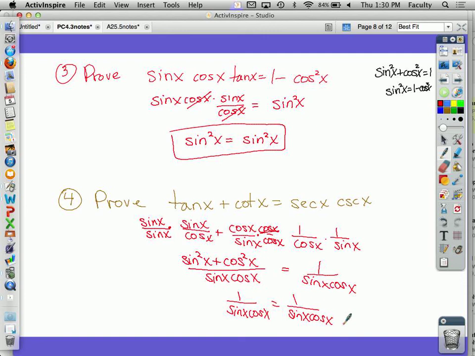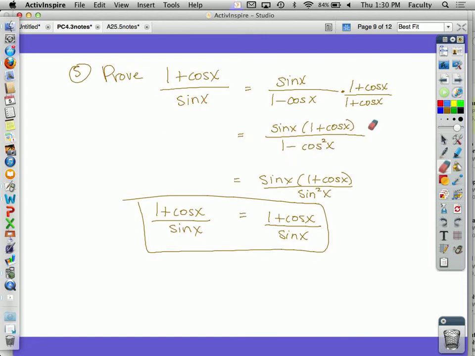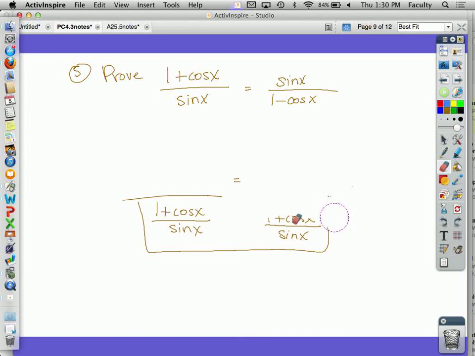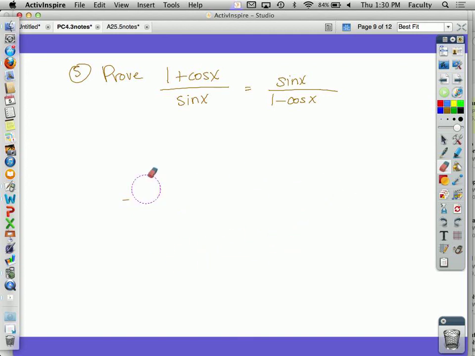All right, don't look. Don't look, please. It spoils it. Okay.